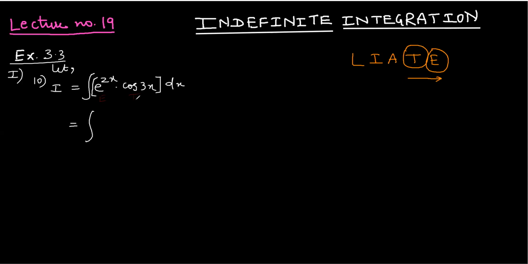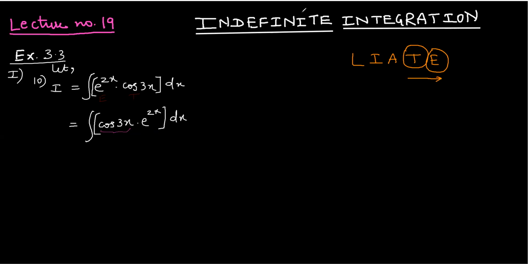And in case I do not change the order, what will happen? If you don't change the order and you apply integration by parts, you will notice that you never get the answer because it becomes a never-ending integration problem. So here I have cos 3x into e raised to 2x dx. This is my u. I'm going to apply integration by parts, and the first one is u, the second one is v.